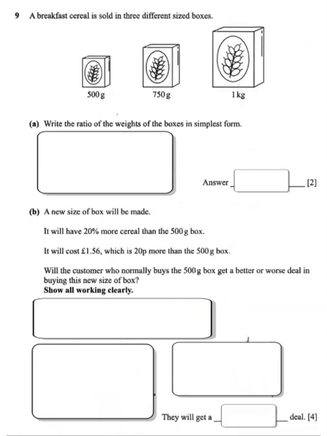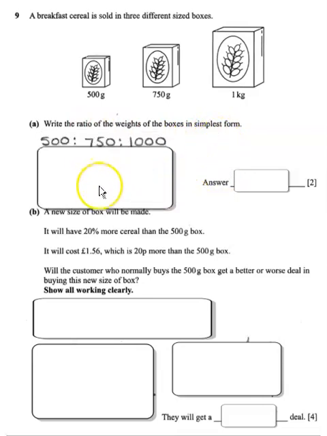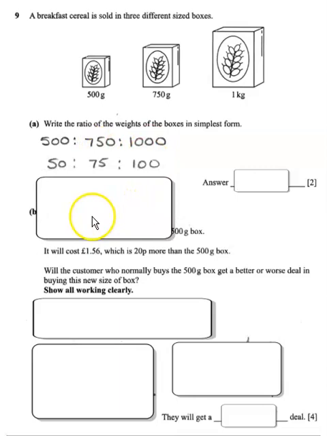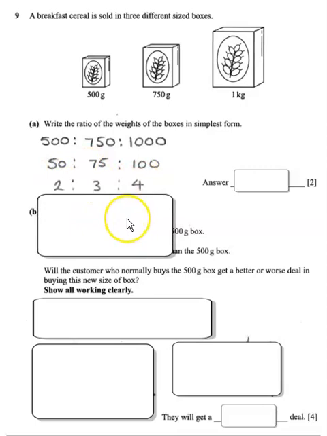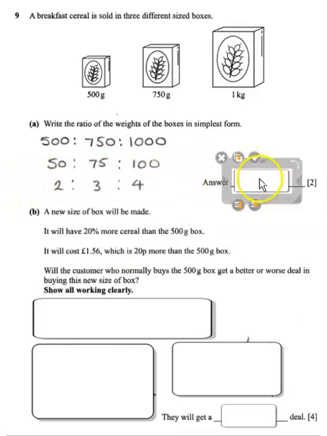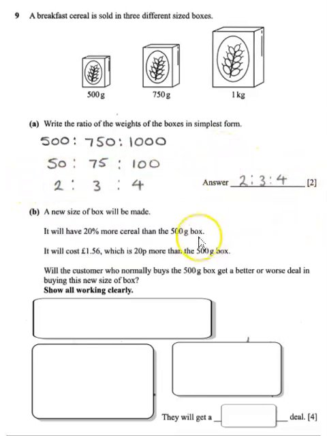So for question 9, it says a breakfast cereal is sold in 3 different sizes, 500, 750, 1 kilogram. Write the ratio of the weights of the boxes in its simplest form. So we start off with the ratio as it is, so 500, 750 and 1000. We can divide each one by 10, so 50, 75 and 100, and then divide all of them by 25, which then becomes 2, 3 and 4. So that would be your ratio simplified.